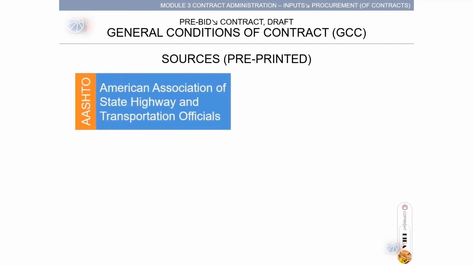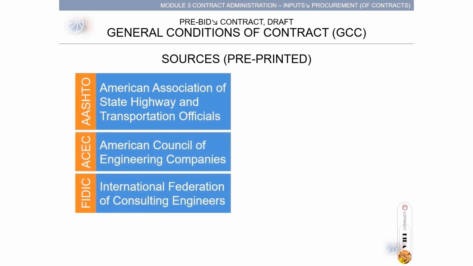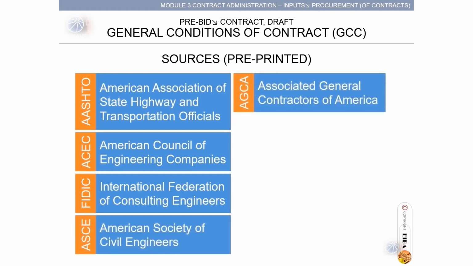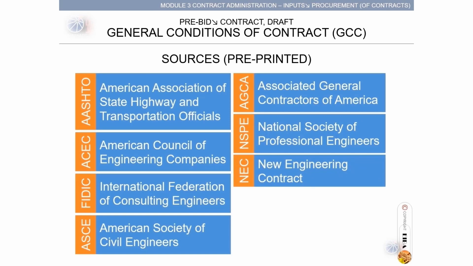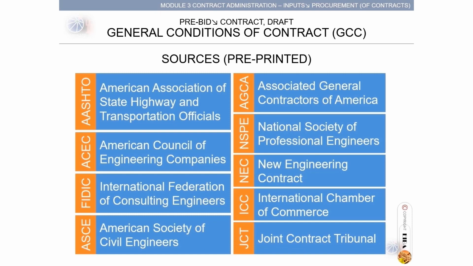Pre-printed sources of GCC can be supplied by AASHTO, American Association of State Highway and Transportation Officials, ACEC, American Council of Engineering Companies, FIDIC, International Federation of Consulting Engineers. Actually, the Swiss-French wordings match the acronym FIDIC. ASCE, American Society of Civil Engineers, AGCA, Associated General Contractors of America, NSPE, National Society of Professional Engineers, NEC, New Engineering Contract, ICC, International Chamber of Commerce, JCT, Joint Contract Tribunal, and there are other sources.